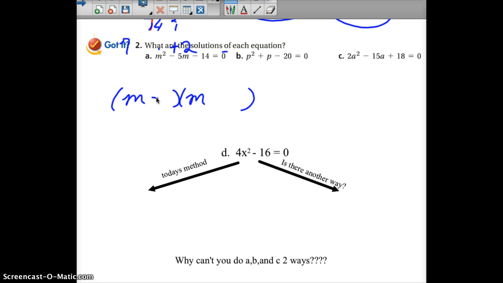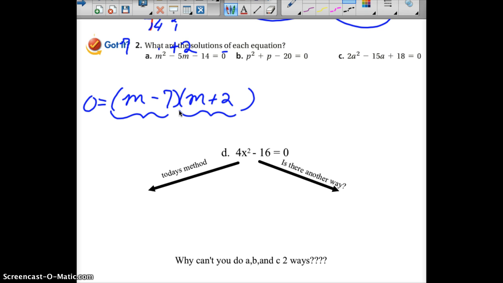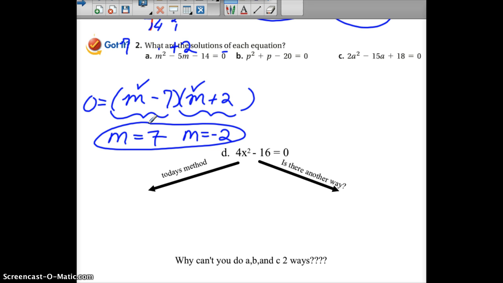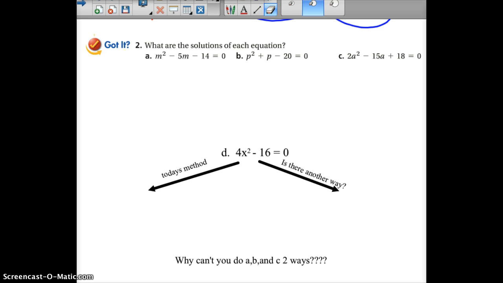Anyway, I've got my m minus 7 and my m plus 2. That has to equal 0. I'll just put the 0 over here. What that means is either this factor is 0 or this factor is 0. So consequently, m could be a 7, because 7 minus 7 is 0. M could be a negative 2, because negative 2 plus 2 is 0. And I've got two solutions. Had I graphed it, it would have hit the x-axis twice, at 7 and at negative 2.